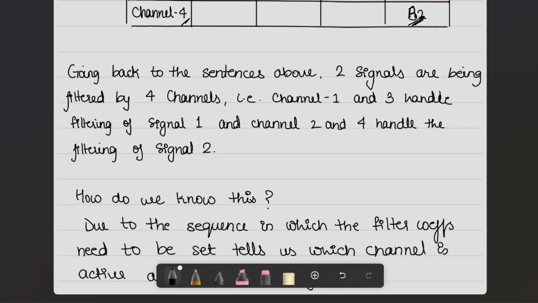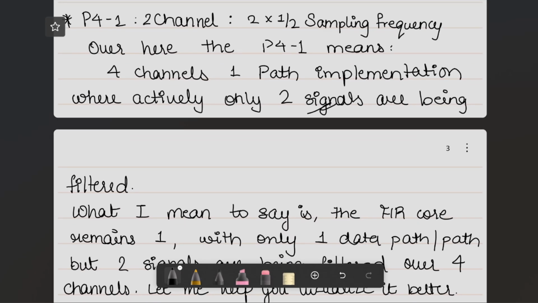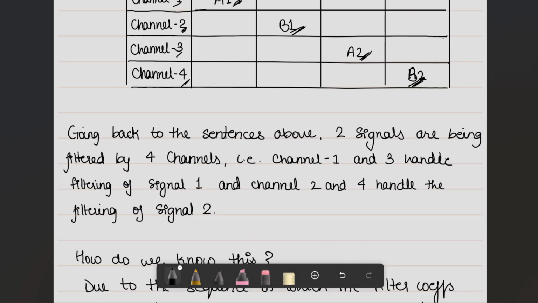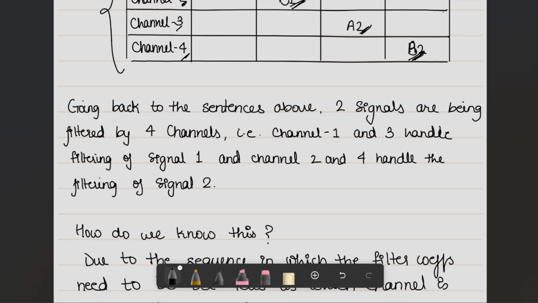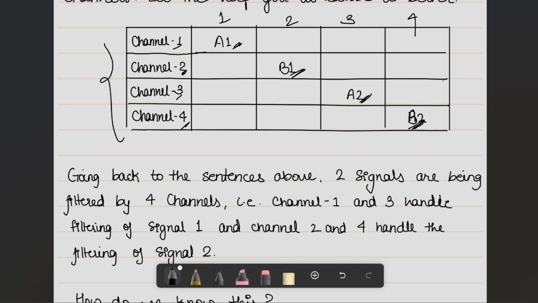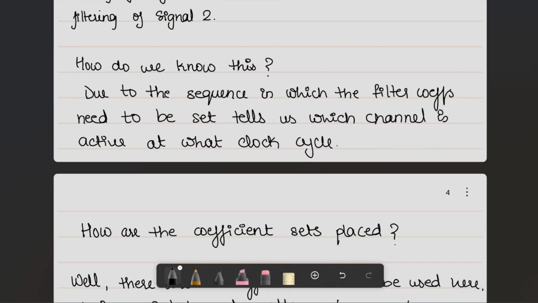Going back to the sentences above, over here, what I mean to say is 2 signals are being filtered over 4 clock cycles, and channel number 1 and 3 handle the filtering of signal 1 or the first signal, and channel 2 and 4 handle the filtering of the second signal. How do we know this? Well, the filter coefficients need to be set in a particular way so that the filtering takes place correctly.